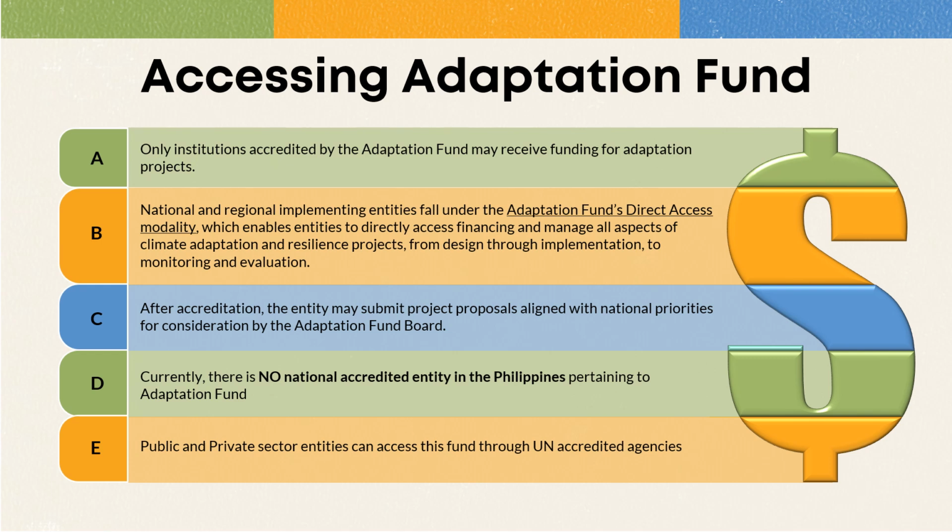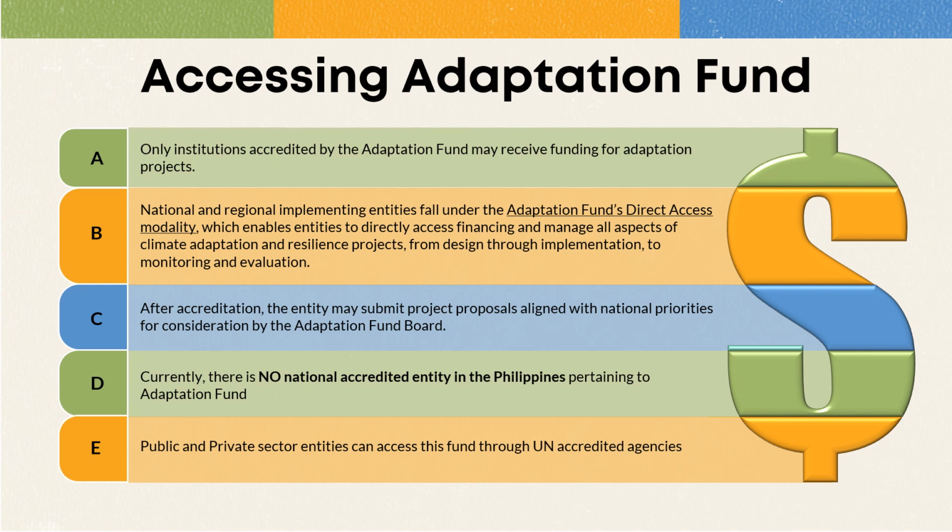Innovative funding. Initially, the fund was mainly financed through a share of proceeds from the Clean Development Mechanism (CDM) project activities. The CDM allows emission reduction projects in developing countries to earn certified emission reduction credits, which can then be traded and sold. Country-driven projects. The projects and programs funded by the Adaptation Fund are meant to be fully aligned with the recipient country's national priorities, policies, and strategies.